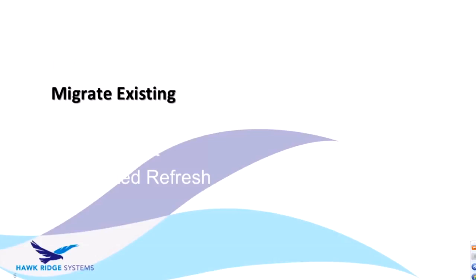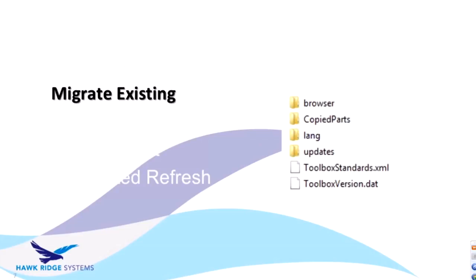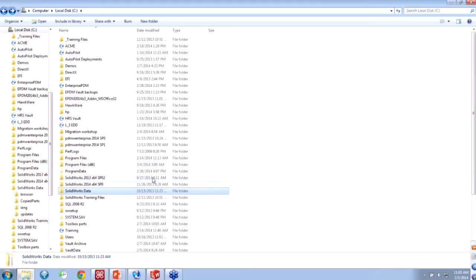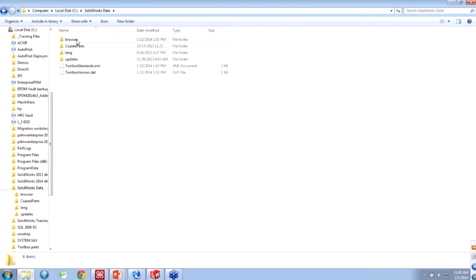With migrating existing toolboxes, your regular toolbox folder has those folders inside. Let me browse into my toolbox. So in this case, this is just on my C drive. I have this folder called SOLIDWORKS Data. That's the default location. And it has the browser, copied parts, lang, updates, and so forth.